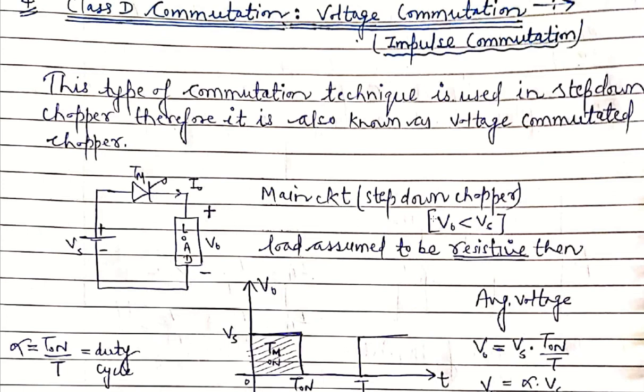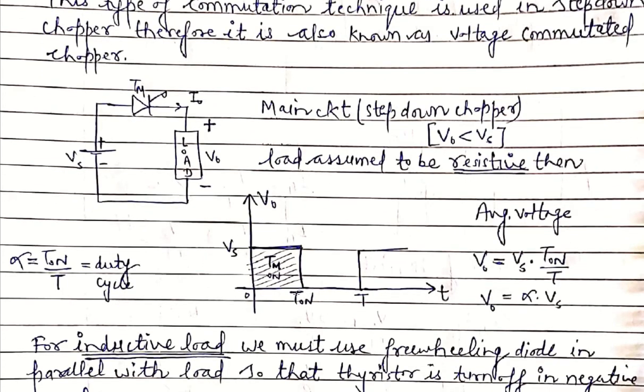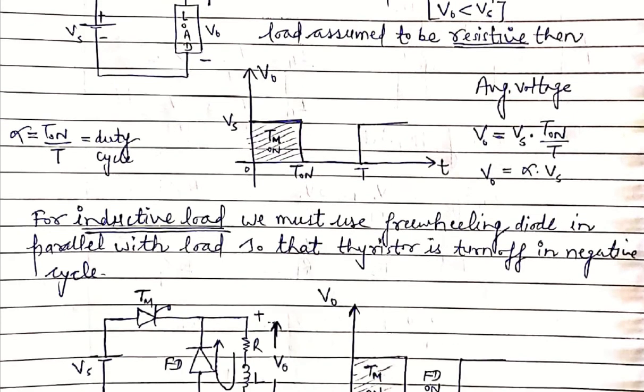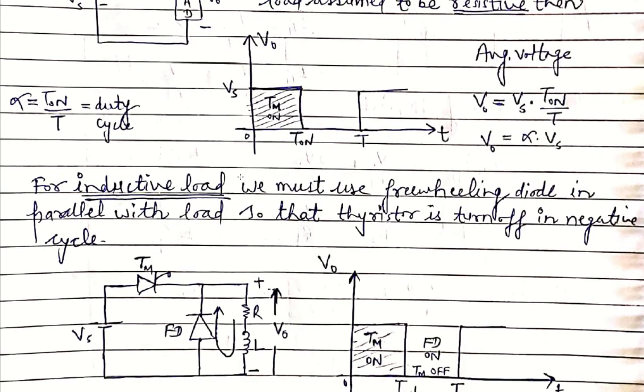In the case of a step down chopper, the output voltage is always less than the input voltage, that is Vs. If the load is resistive, then what is the waveform of the output voltage? Up to T on time the thyristor will be on, so the output voltage equals the input voltage, and when the thyristor is off, the output voltage is zero. So in this case we define the output voltage to be alpha times Vs, where alpha is the duty cycle.